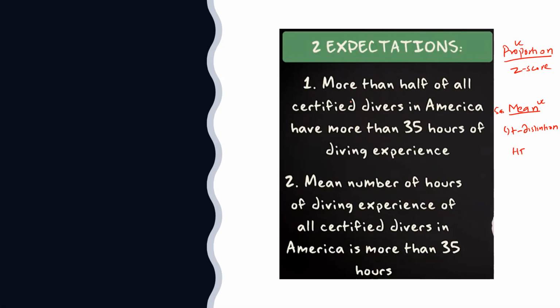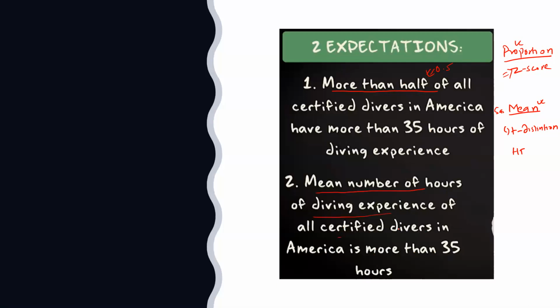Let's take an example. More than half of all the certified drivers in America have more than 35 hours of driving experience. More than half is talking about proportion 0.5, right? So here we will compute the Z score. In the second, the mean number of hours of driving experience of all certified drivers in America is more than 35 hours. So here it is talking about the mean.